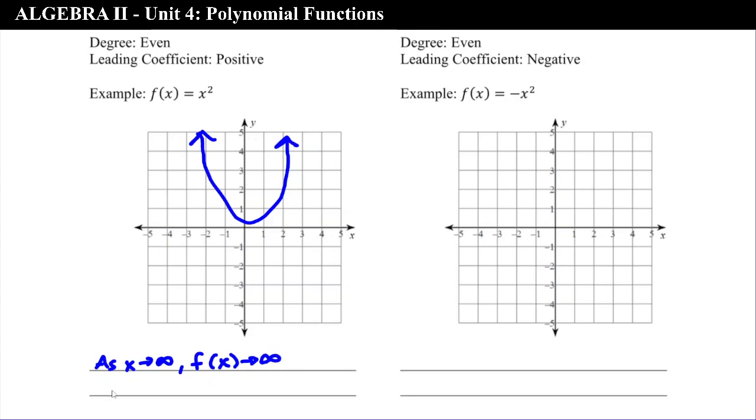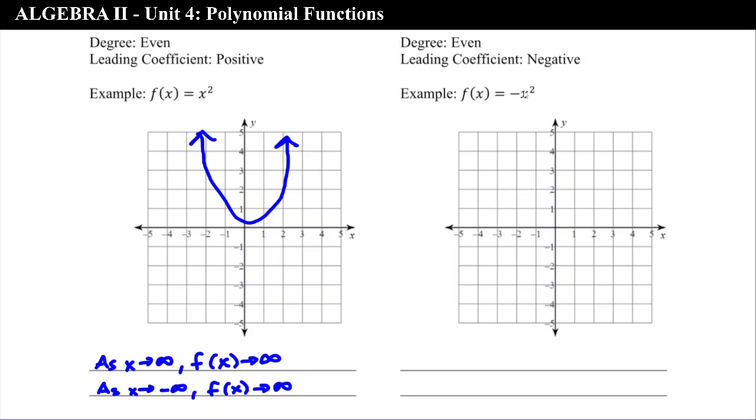Let's look at the left-hand side. As x approaches negative infinity, f of x approaches infinity on this side. Okay, so what we're seeing here is in the even function, both as we go to the left and the right, y goes in the same direction. Okay, and in this case it's positive infinity.